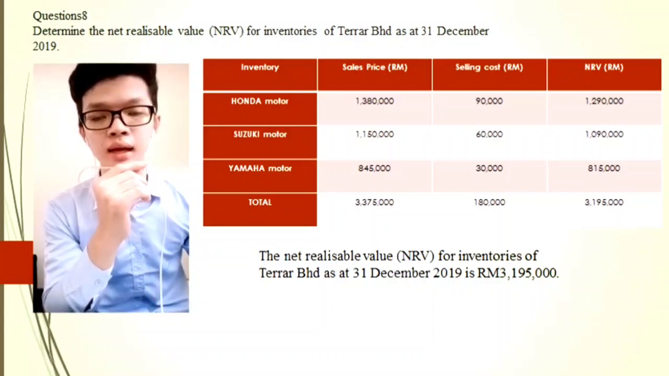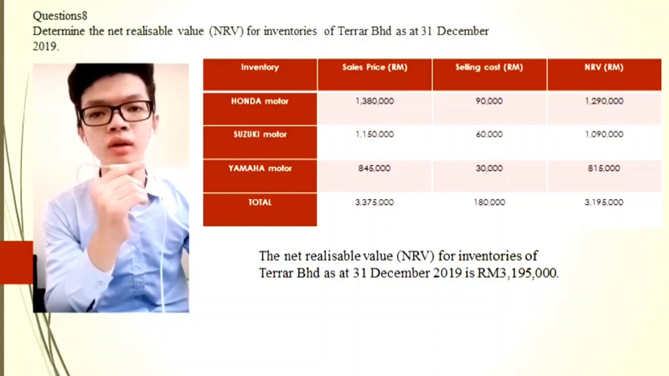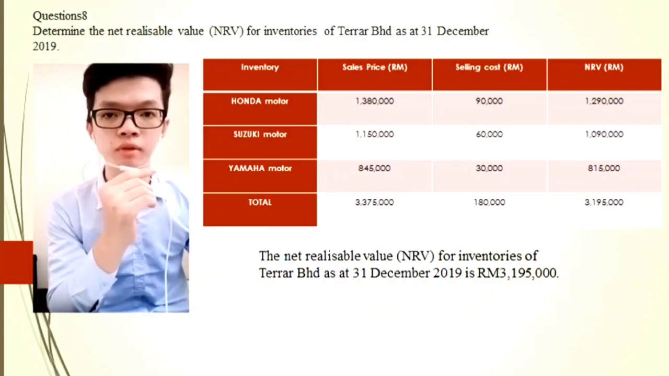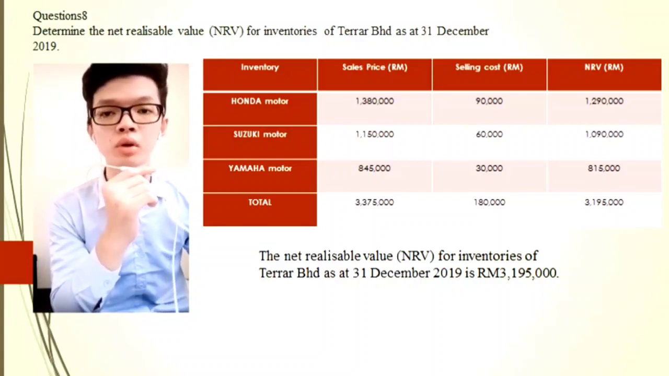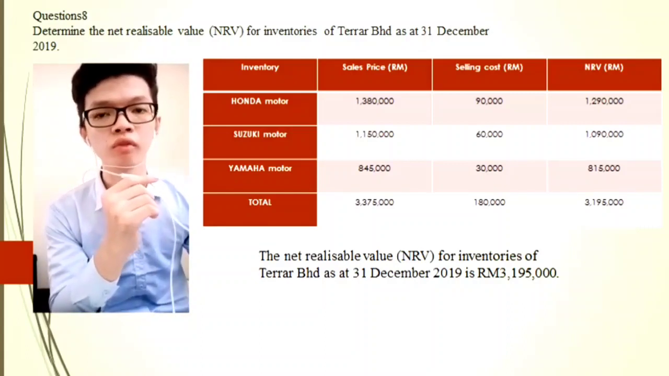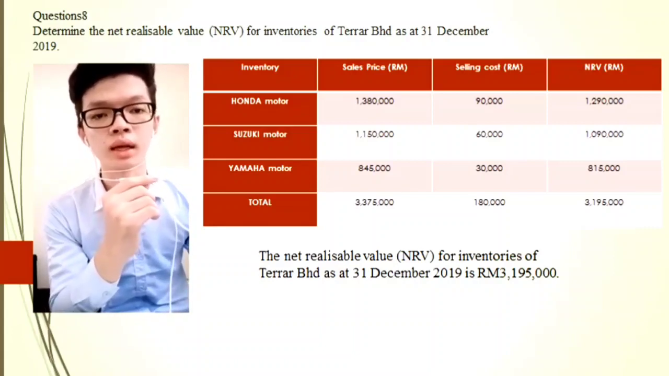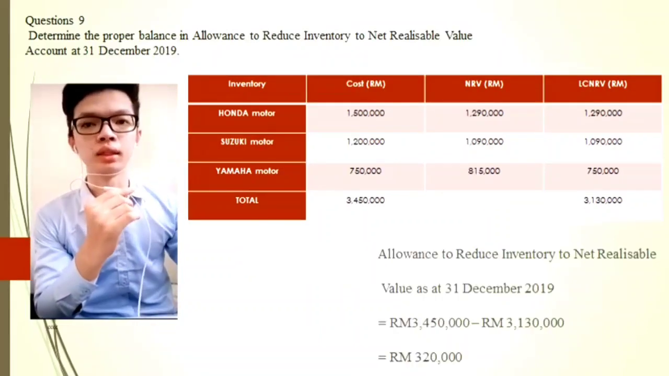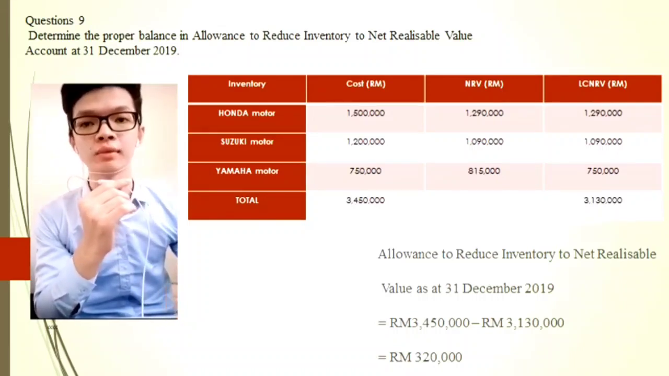Hey doctor and everyone, my name is Ong Kai Tuck. Today we would like to discuss the answer for the comprehensive case from question number 8 to number 16. I will cover question number 8 and number 9. For question number 8, determine the net realizable value of the company. We should use the sale price of inventory for Honda motor, Suzuki motor, and Yamaha motor minus its selling cost. From the table we can see that the total net realizable value is 3,195,000.